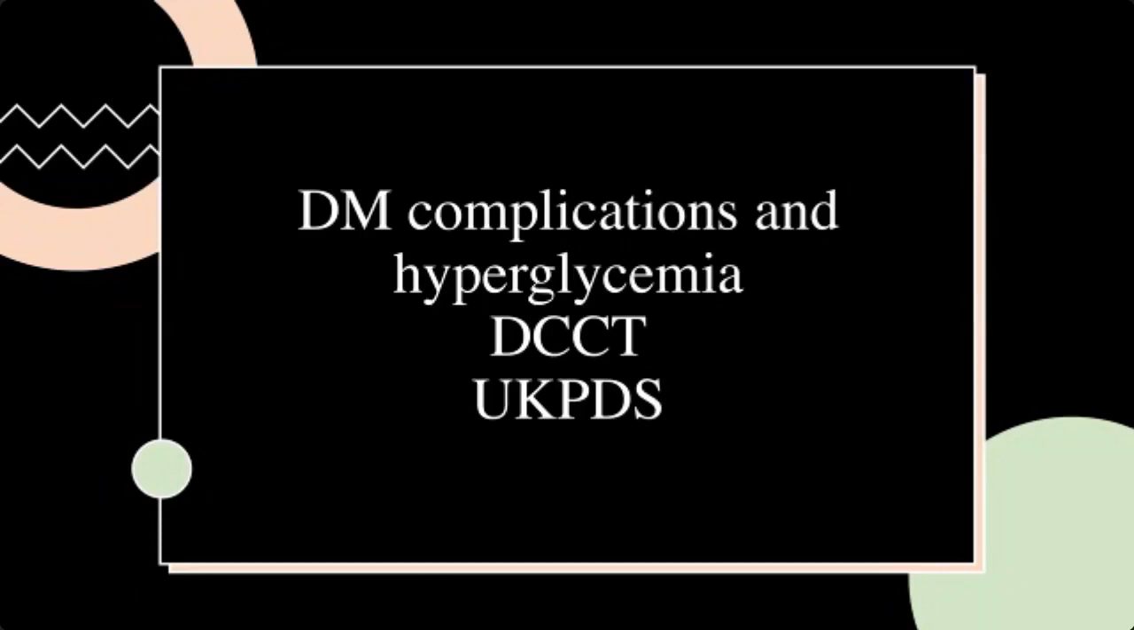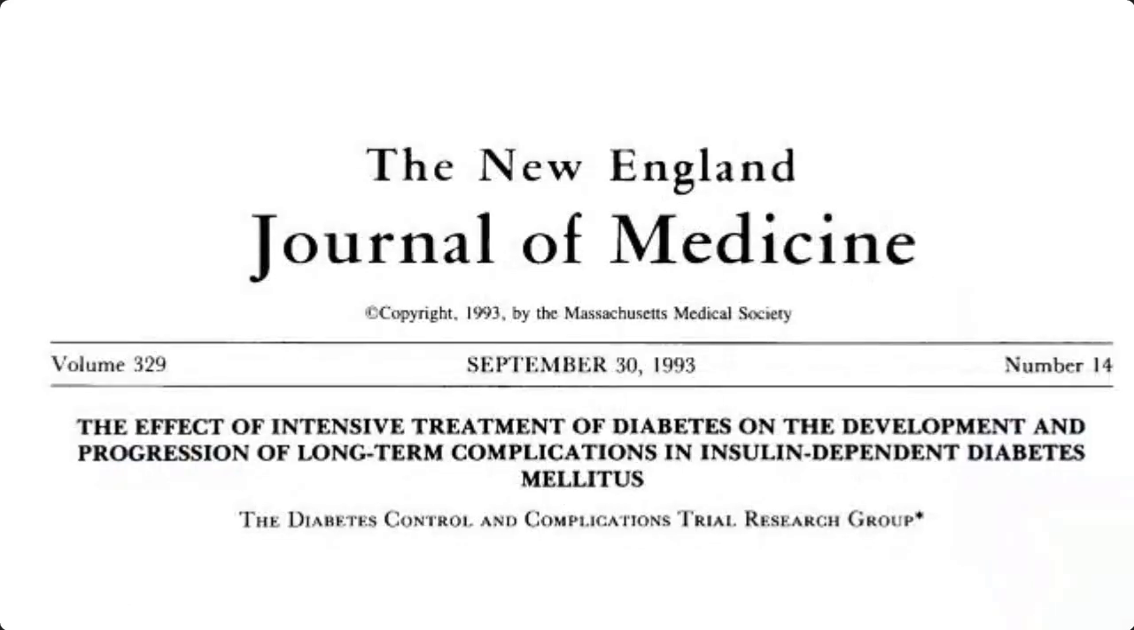But if we look here, where are the diabetes complications from this hyperglycemia? We have to link the hyperglycemia to diabetes complications. So I will discuss 2 landmark trials: one done on type 1 diabetes, which is the DCCT, and the other one, the UKPDS, done on type 2 diabetes. I will start with the DCCT. It was published in 1993 in the New England Journal of Medicine. It was called the Diabetes Control and Complications Trial.